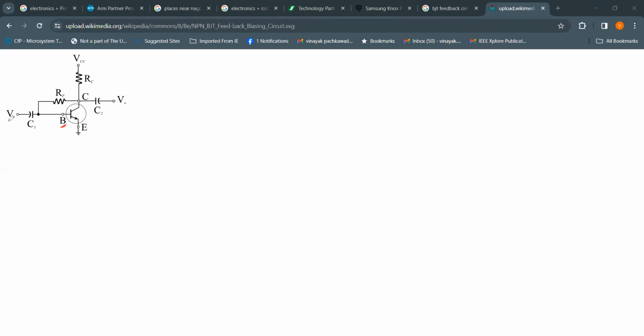To the base, we are applying an externally applied input signal through this coupling capacitor C1. From the collector, we are taking the output, again using a coupling capacitor C2. So C1 and C2 are our coupling capacitors. From the collector pin, we are using the resistor as shown. One end of the resistor is tied to the voltage supply VCC, and from that voltage supply we are drawing the current into the circuit.